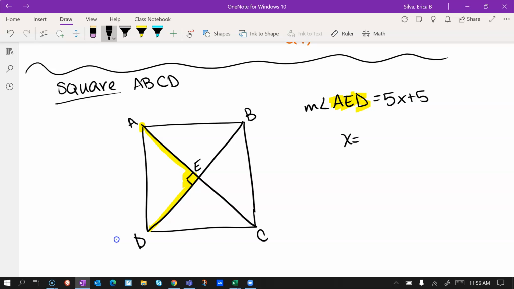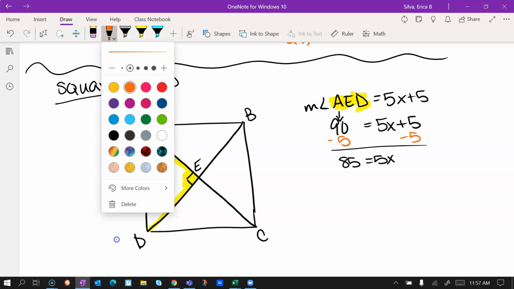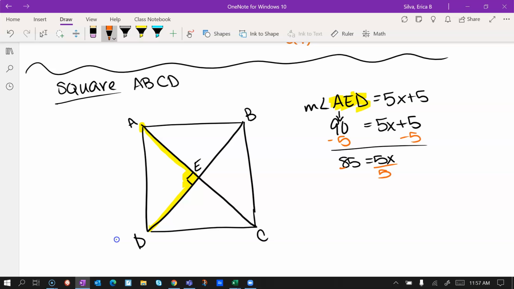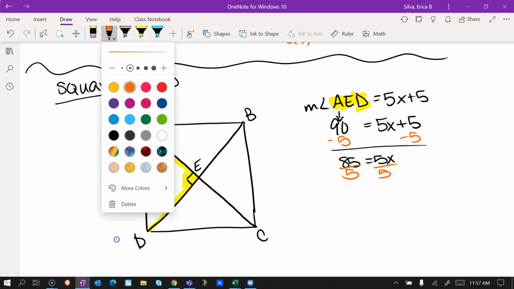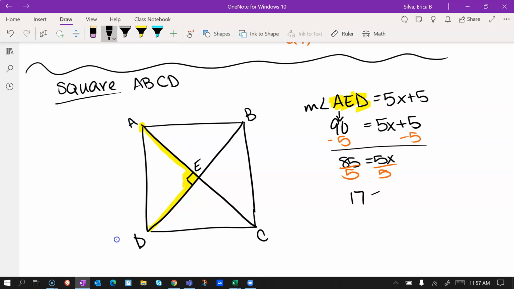90 degrees. So this angle measure is 90 degrees, and it's equal to 5x plus 5. And we solve for x. And again, if you still have trouble solving for x, please be sure to attend tutoring so we can help you with that. And x is equal to 17.